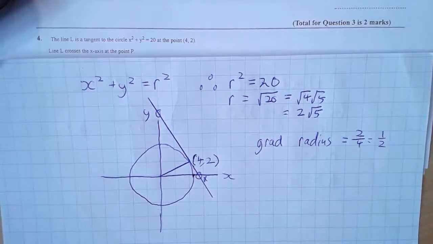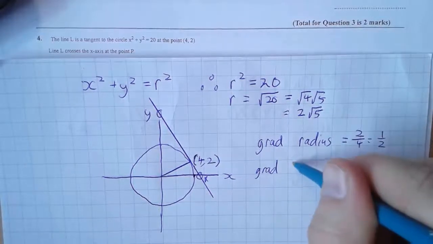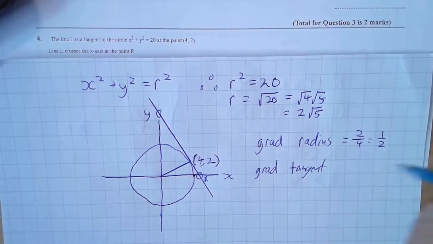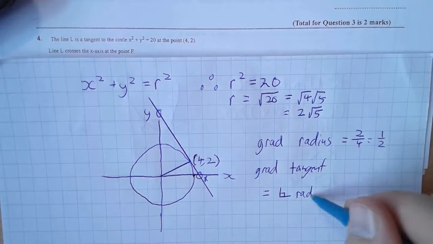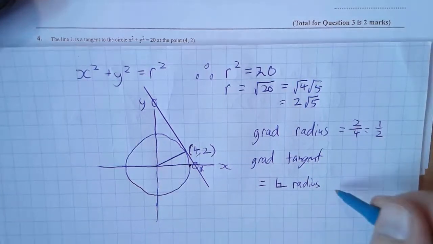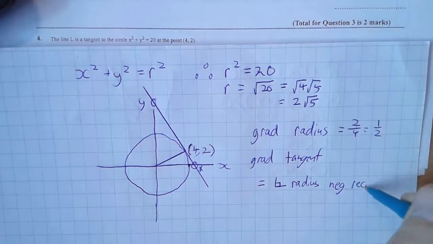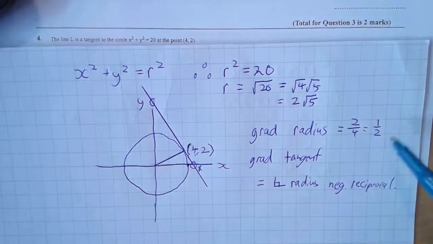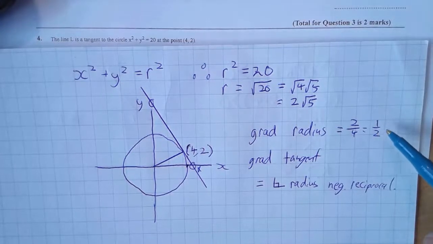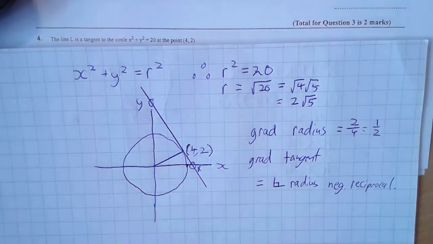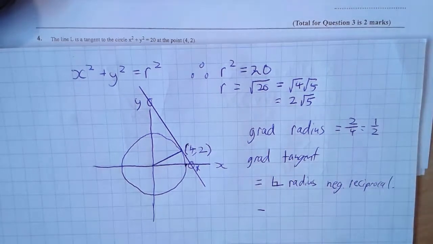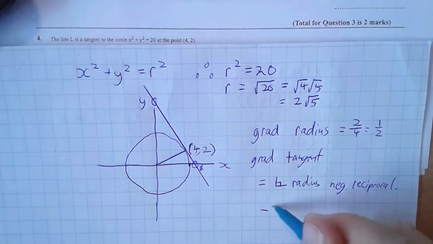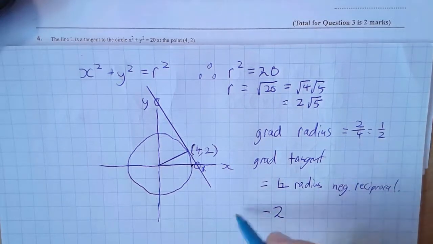So I know that the gradient of the tangent is at right angles to the radius. And if it's at right angles to the radius, it's the negative reciprocal, which is a posh way of saying it would be the number which, when multiplied by a half, will give you -1. So I turn it upside down and put a minus in front of it. That is equal to -2. So there's my gradient of the tangent.